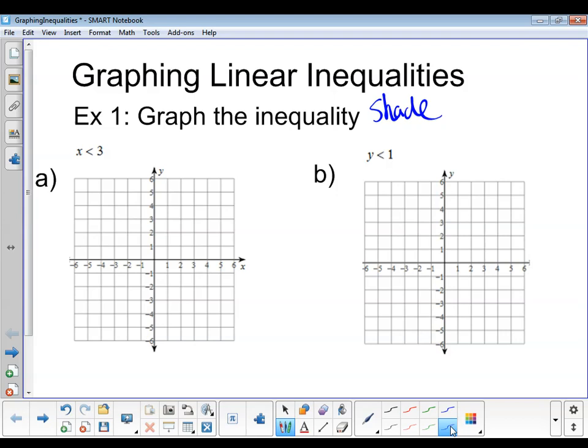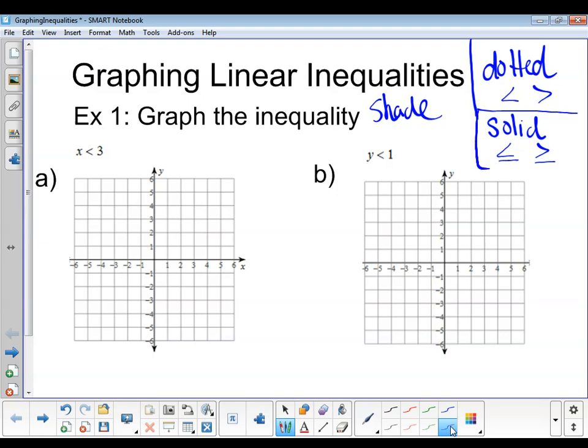Also, you have to keep in mind your dotted and solid lines. Your lines will be dotted if your inequality is less than or greater than with no line under the inequality. They will be solid if it's less than or equal to or greater than or equal to. So if you have that line under the inequality, you're going to have a solid line. If there's no line under the inequality, you're going to have a dotted line.